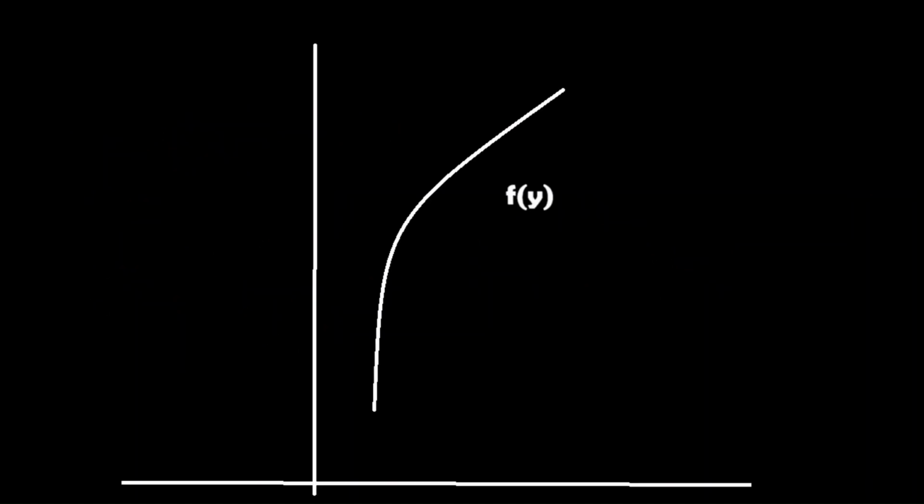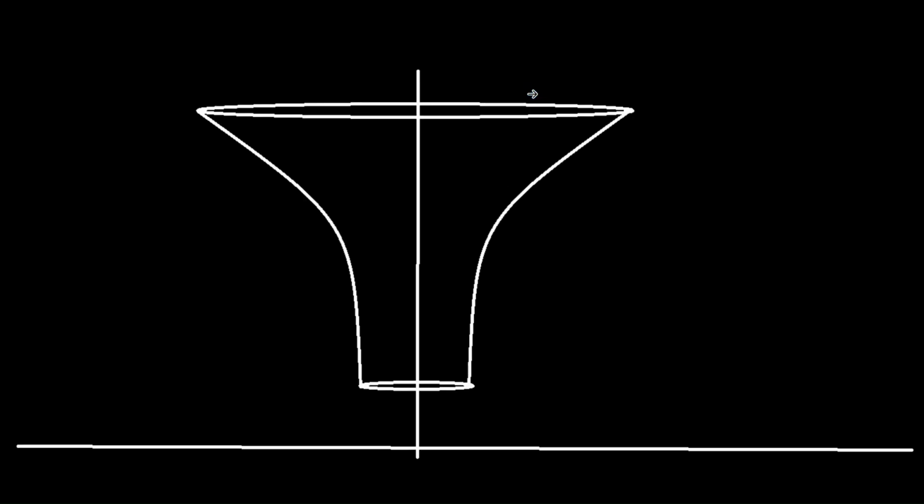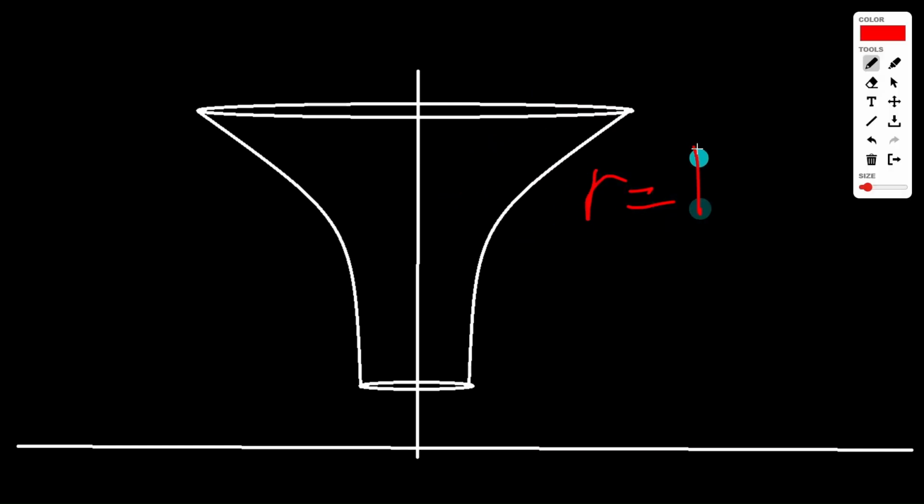Let's say we were given a function f of y, or let's just say we were given any function and we have to rotate it around the y-axis now. If the function was given in terms of x, we would basically turn it into a function in terms of y. But if it's given in terms of y, then we can just work with that. The idea is going to remain the same. We're just going to rotate it around the y-axis. But in this case, the radius will be f of y instead of f of x. So keep that in mind.